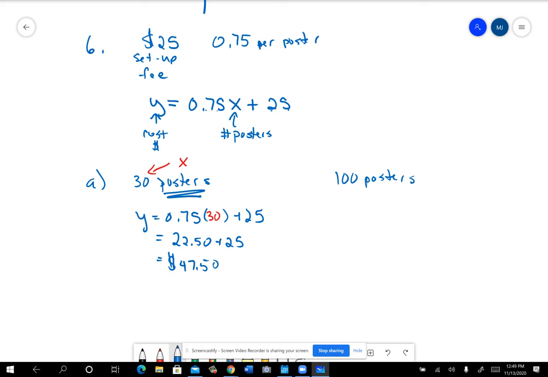So I'm going to take 0.75 times 30. That gives me 22.50. And then I'm going to add the 25. And that tells me that the cost would be $47.50. On that one, they have the dollar sign there, so all you do is put in the $47.50. You do the same for the 100. Just replace the X with 100.